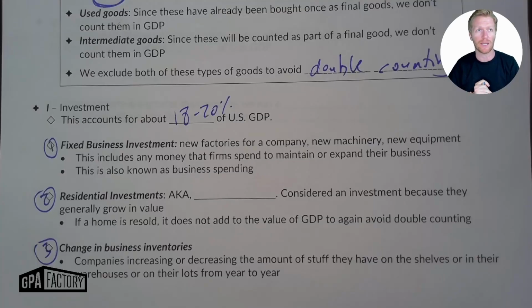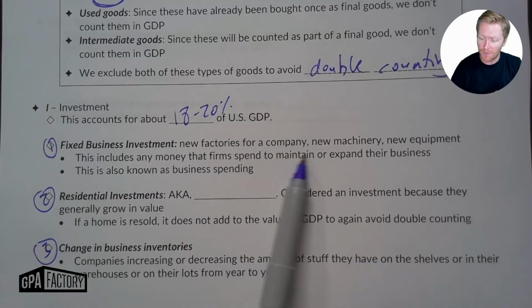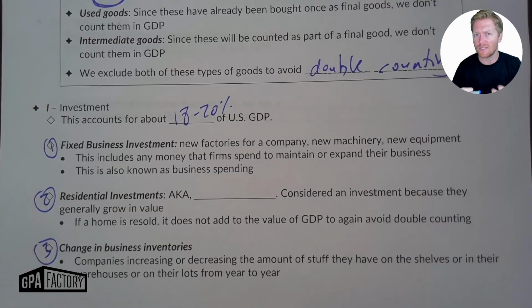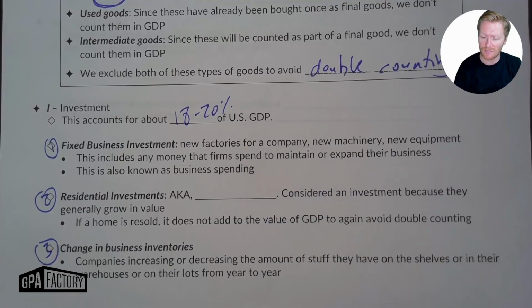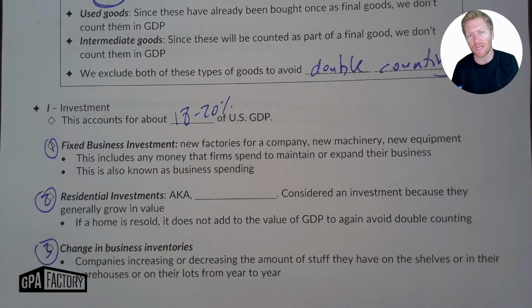If we had to buy a lot of pitchers, because we're going to sell pitchers of beer, and we buy 100 different glass pitchers, those would also be considered fixed business investment. So new factories for a company, new machinery, new equipment, all of that would be considered fixed business investment. This includes any money that the firm spends to maintain or expand their business, also known as business spending. Really, when companies invest money into their business for things they're going to have around for a while, that's fixed business investment.